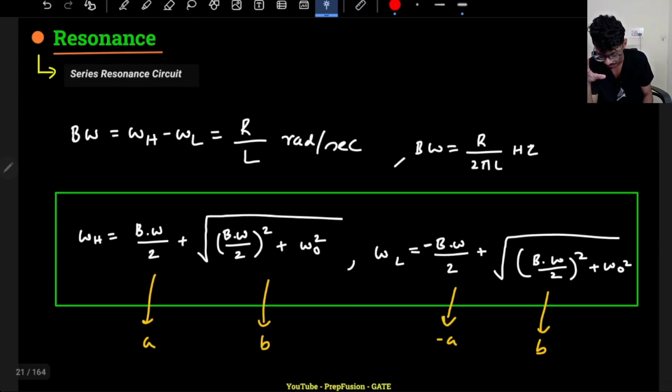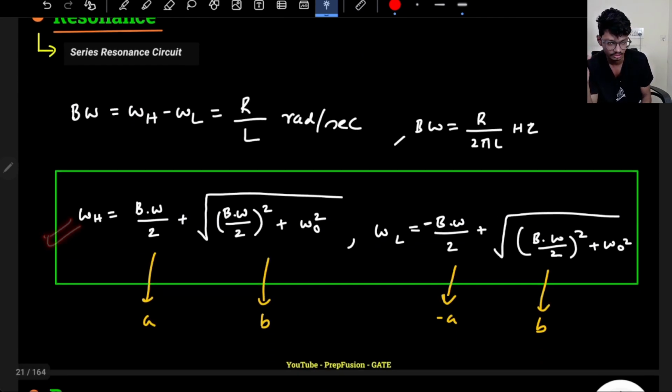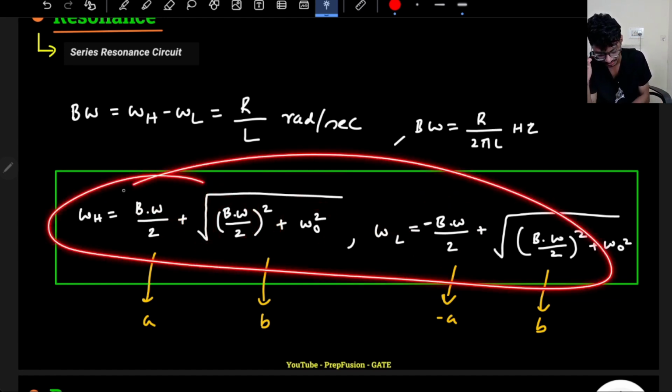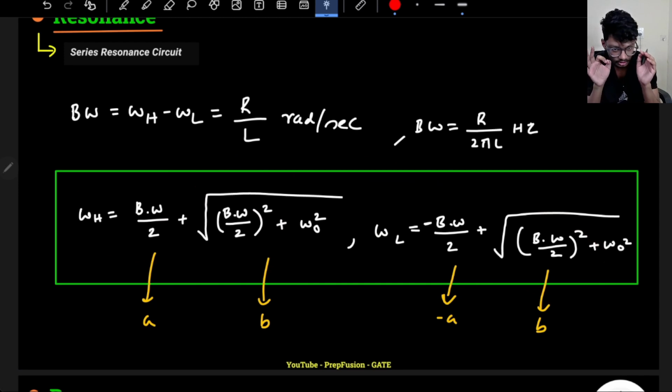So I can write my final formula for the higher cutoff frequency and the lower cutoff frequency as plus or minus bandwidth by 2, plus under root bandwidth by 2 whole square plus omega naught whole square. This is a very important formula that I want you to remember. This is the first point that I wanted you to remember.